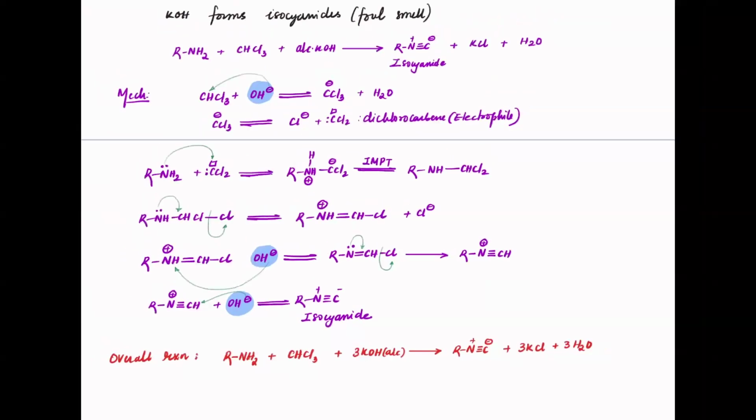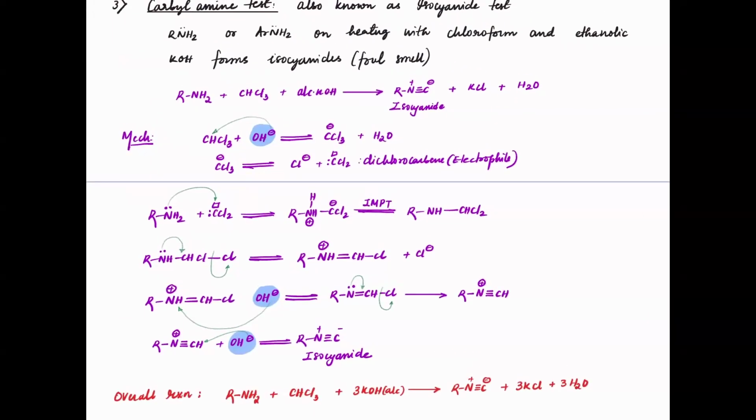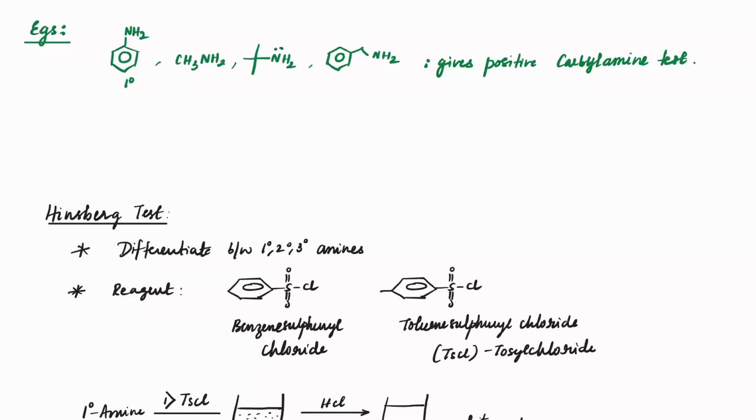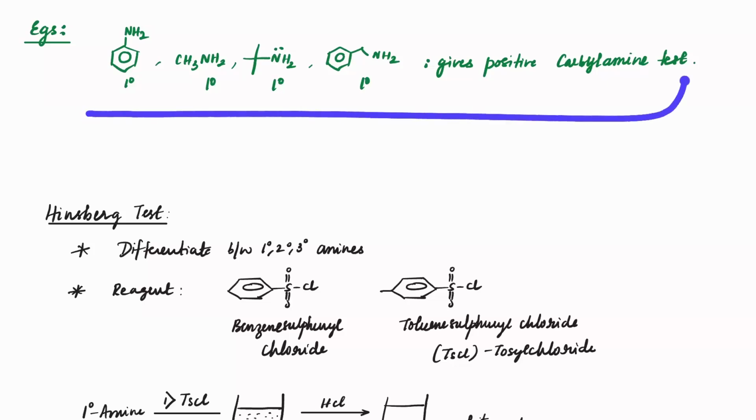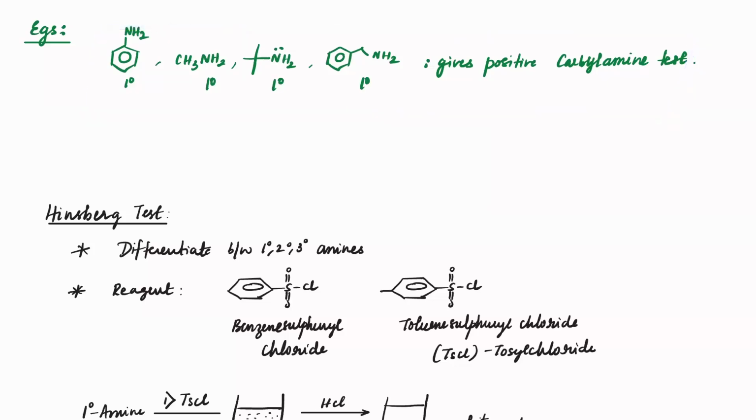Clear? So I would suggest all of you to please check out how the mechanism works, and if possible, write it once and practice, everybody. Okay, check quickly. Right. So you can see all these examples are of 1 degree. All of these are 1 degree amines here. They all will give a positive test here.